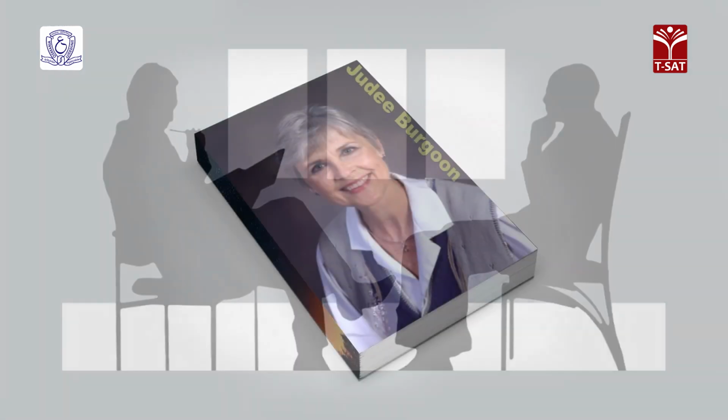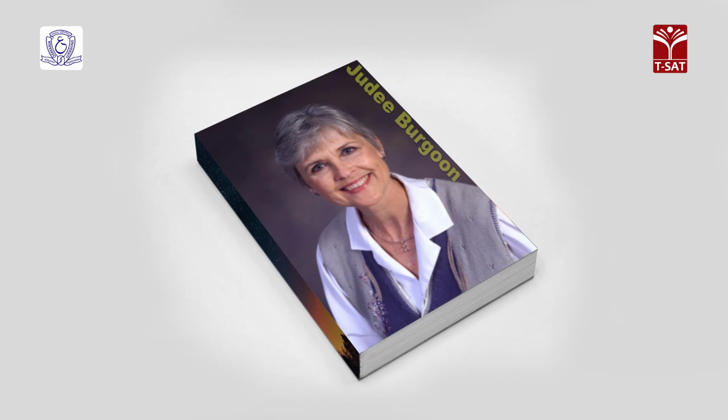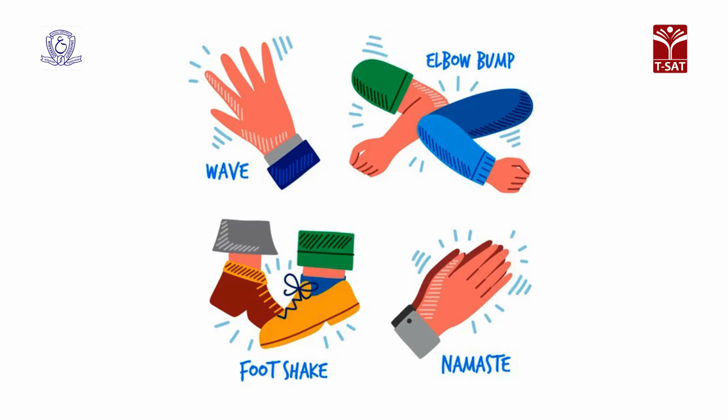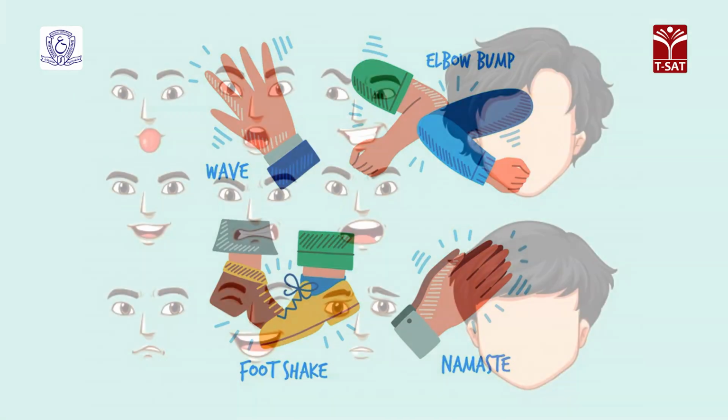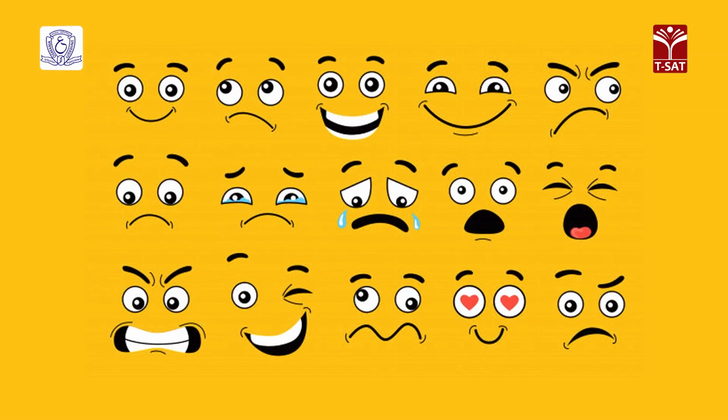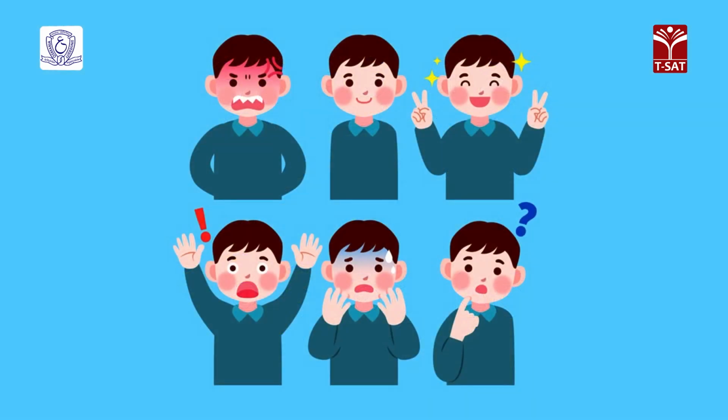Then, according to Yu, there are 7 types of nonverbal communication. 1. Kinesics. Kinesics include all the body movements of the person. It involves hand movements, leg movements, facial expressions, gestures, eye movements, and all the other body movements.